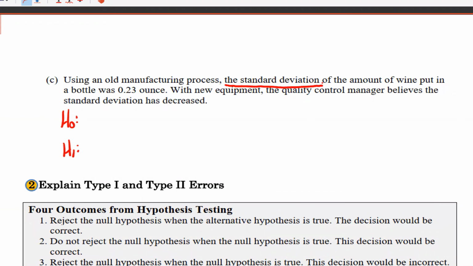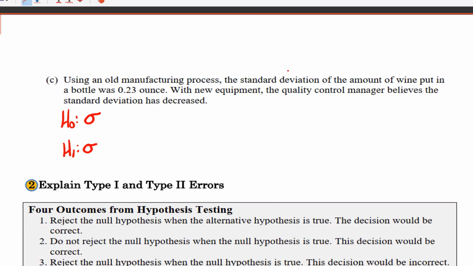So standard deviation. We're wondering about the standard deviation amount of wine. Even though this is a decimal, it doesn't automatically imply proportion. Because if you think about the variable that we're measuring here, it's the amount of wine, which is a quantitative continuous variable. And so that right out of the gate suggests there's no way that this can be a proportion. So we're wondering about the standard deviation.